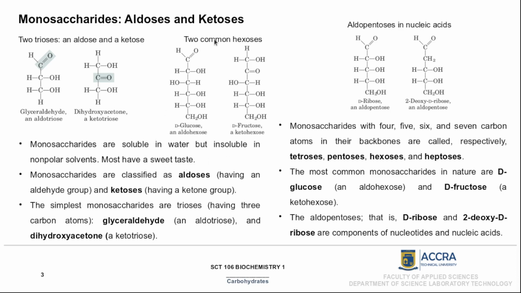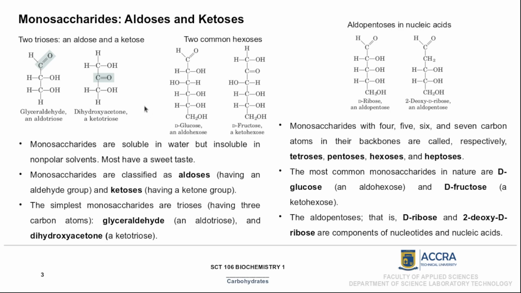Now, the second group, ketoses, have the ketone group, the C double bond O group, along the chain, not at the end. The ketone group does not exist at the end of the carbon chain. It exists somewhere along the chain, apart from the ends of the chain. These monosaccharides, dihydroxyacetone containing the ketone group, and fructose also having the ketone group, are examples of ketoses because they have the ketone group in them.